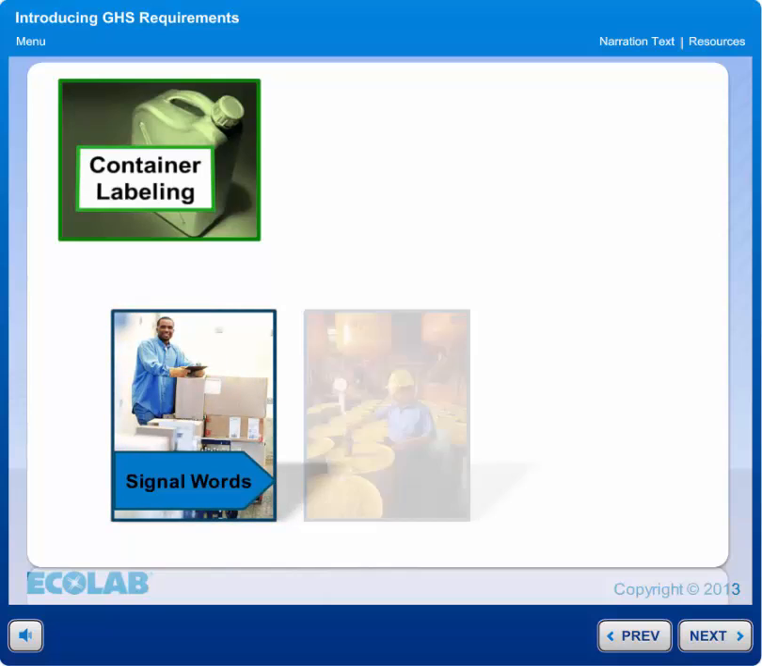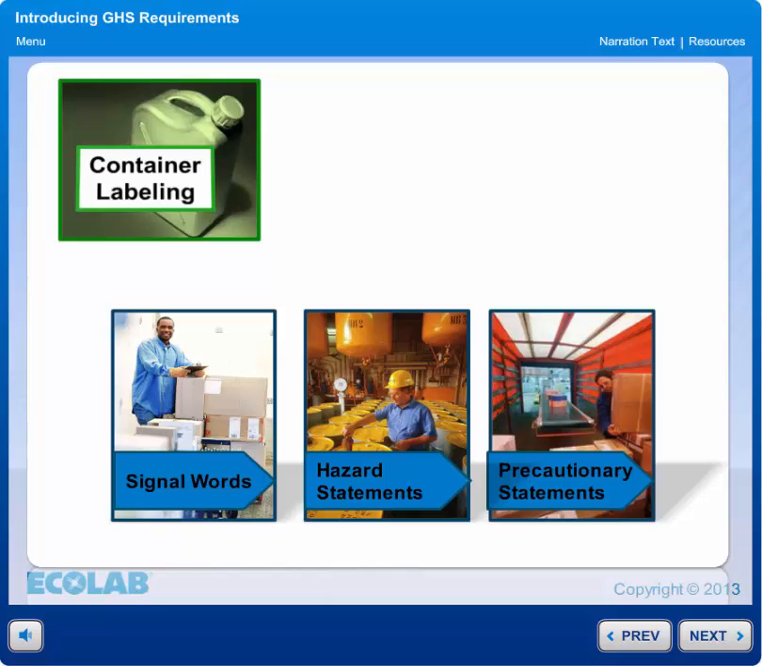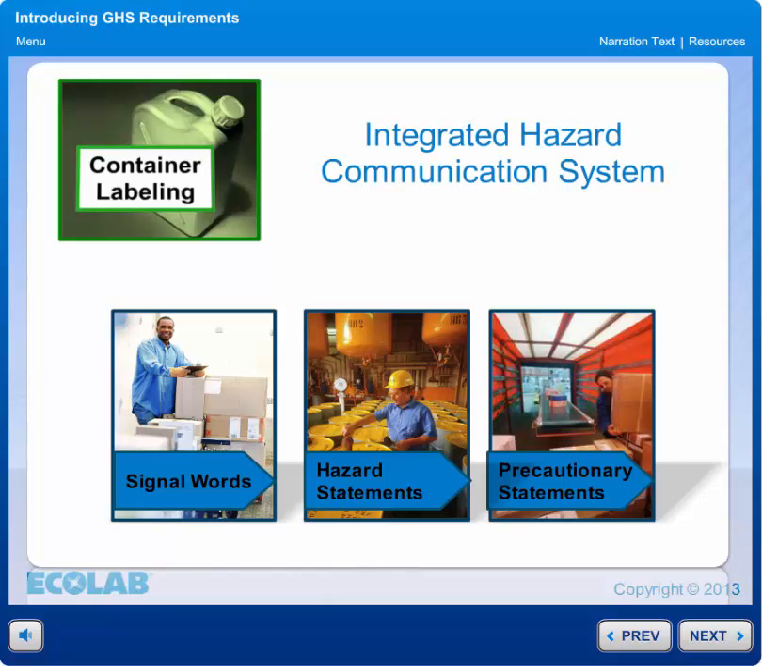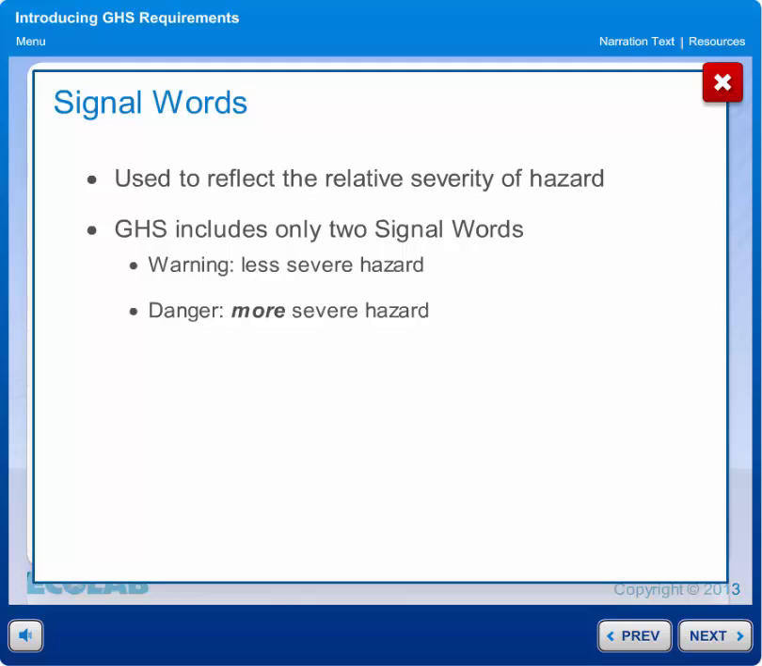Signal words, hazard statements, and precautionary statements have been standardized and harmonized and form an integrated hazard communication system. Signal words reflect the relative severity of the hazards. In GHS regulation, we have two signal words, danger and warning.